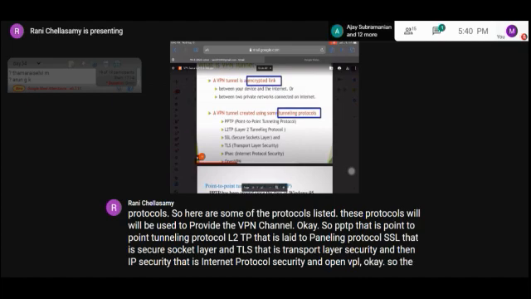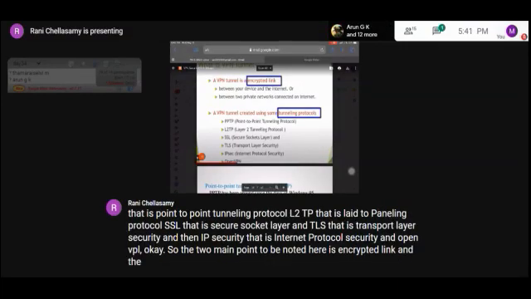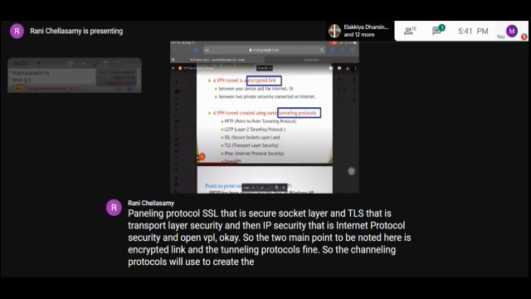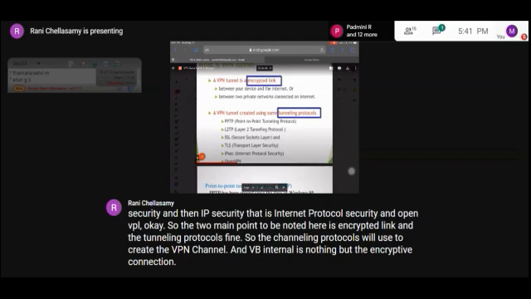So the two main points to be noted here are the encrypted link and the tunneling protocols. Fine. So the tunneling protocols are used to create the VPN channel, and the VPN channel is nothing but the encrypted connection.